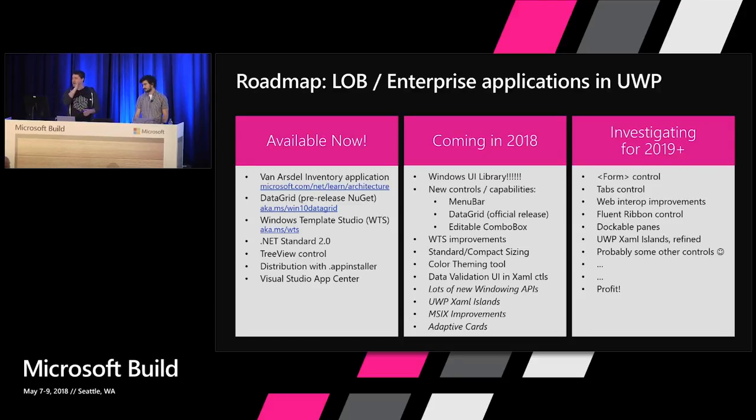And the last thing I'll say is, on the investigating box, that really means investigating. It doesn't mean I'm promising all of these features, but we are looking at stuff. We'd like to take a look at building a real form control, a tabs control. The ribbon is a big topic for us that we want to talk about. This is where you can provide feedback. You can help engage with us. You can talk to us after the talk, because we want to make sure that we're building the features that are really useful and will be used for line of business type applications.